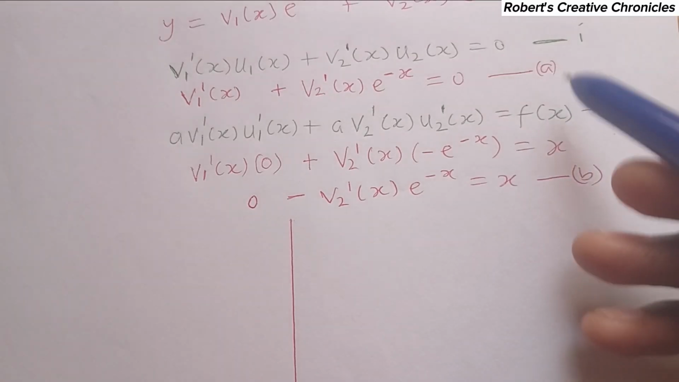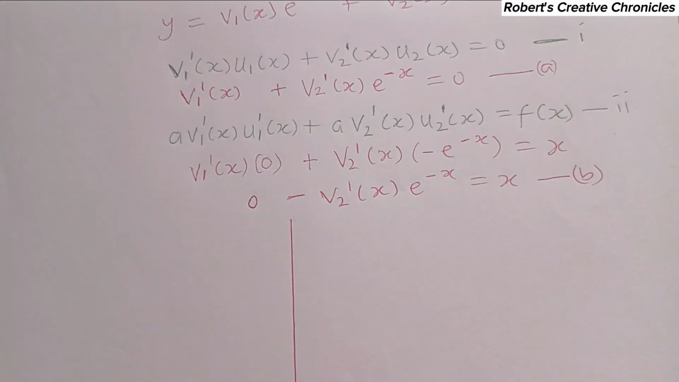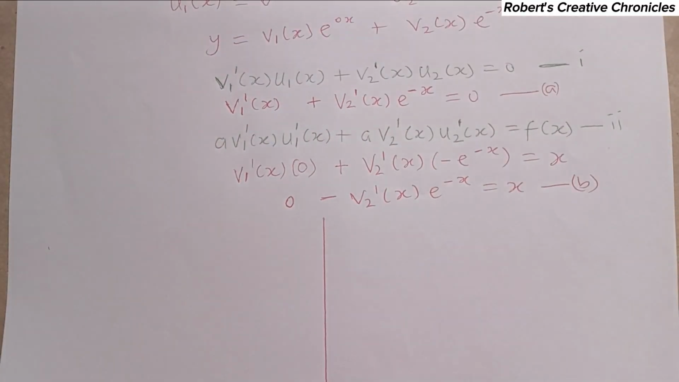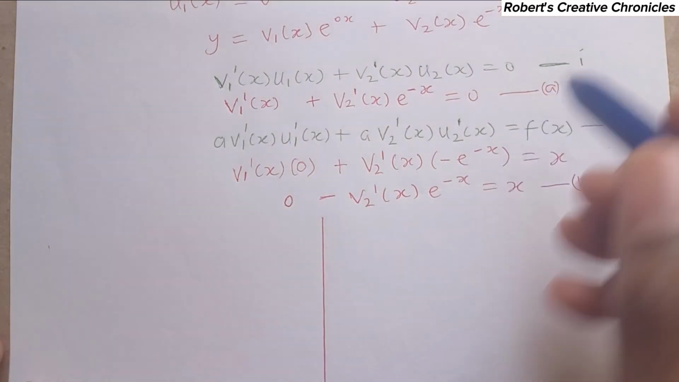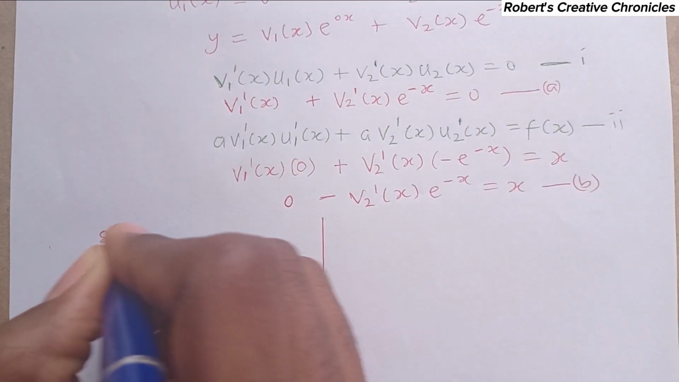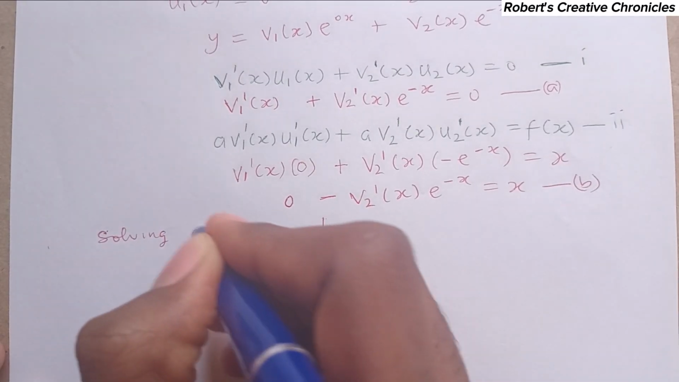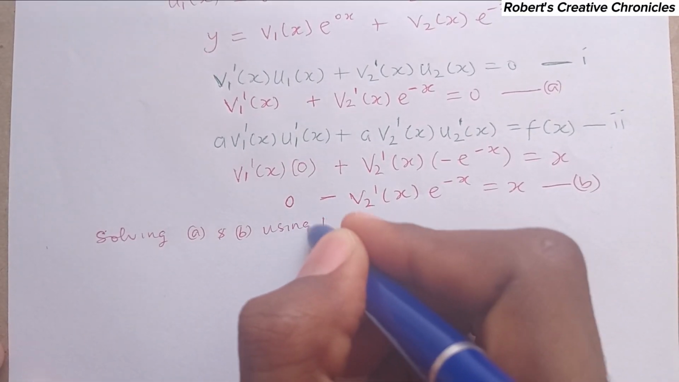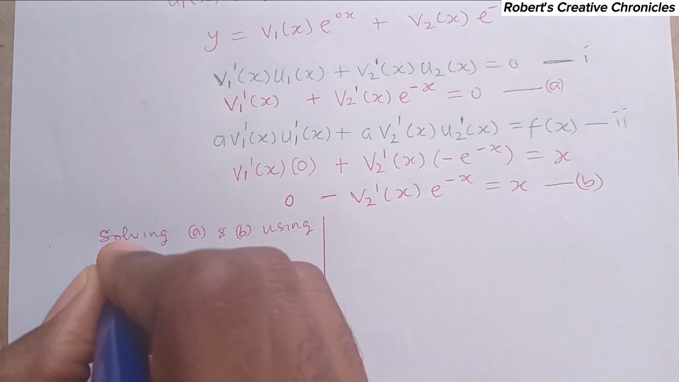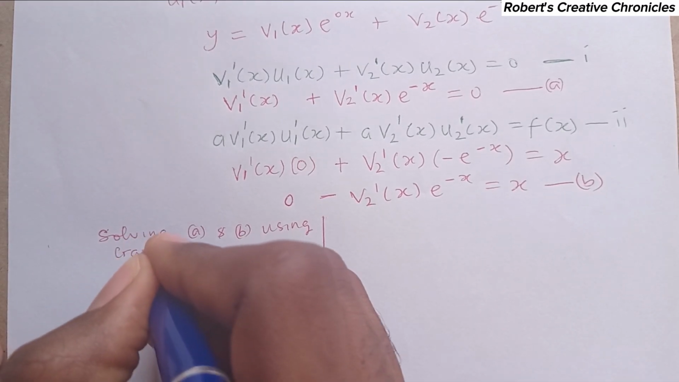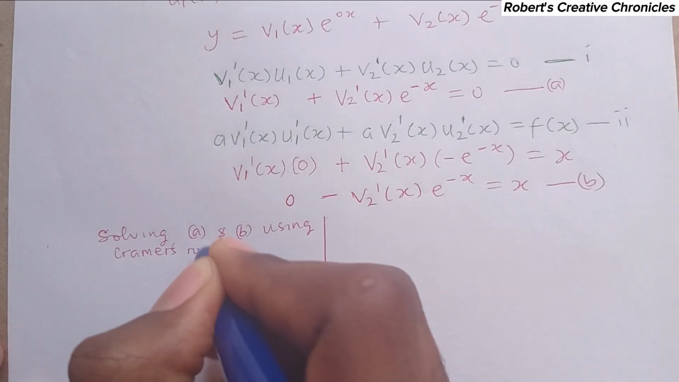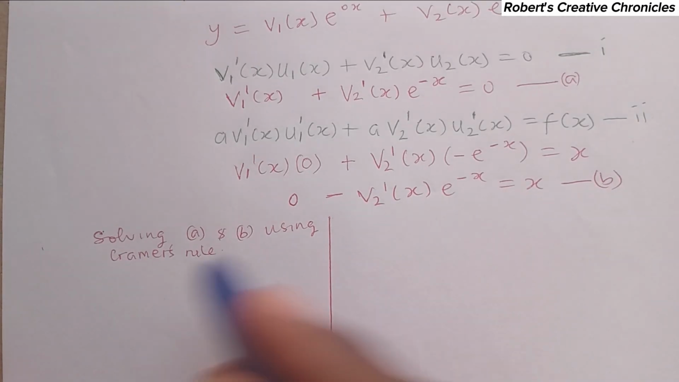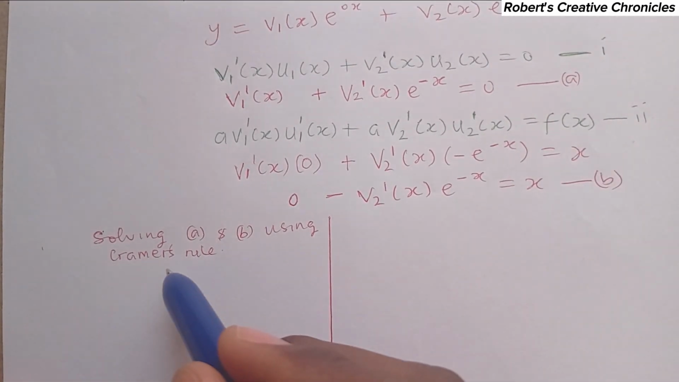So now let's solve A and B. Solving A and B using Cramer's rule.